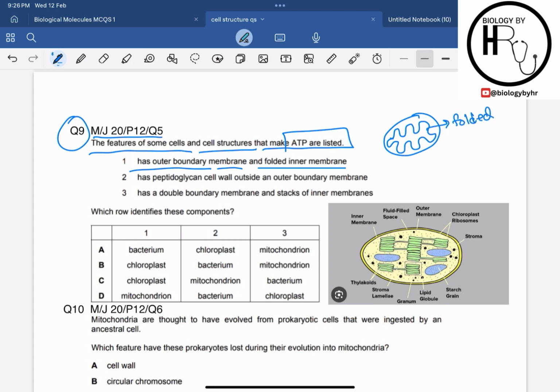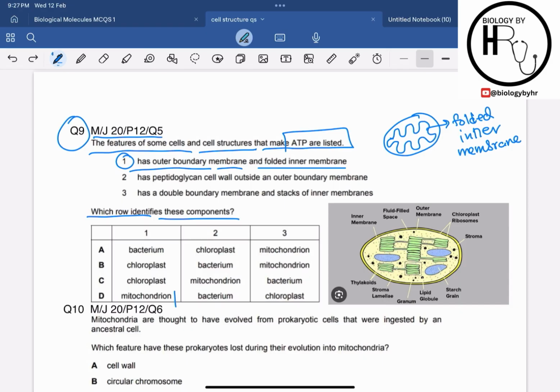Folded inner membrane of the mitochondria, right? And there is an outer membrane. So statement 1 is basically describing the mitochondrion. They are asking which row identifies these components, right? So the identification of 1 is basically the mitochondrion.